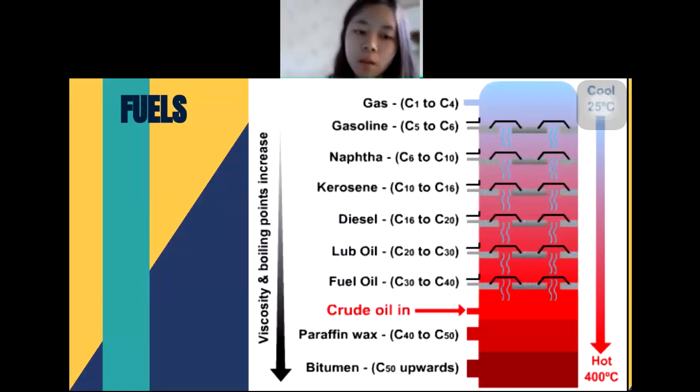So as we go down, we can see that the boiling point increases and then the hydrocarbons become less volatile and then their viscosity increases, which means that they flow less easily because they become thicker and then they also become less flammable. So next we have addition polymerization.